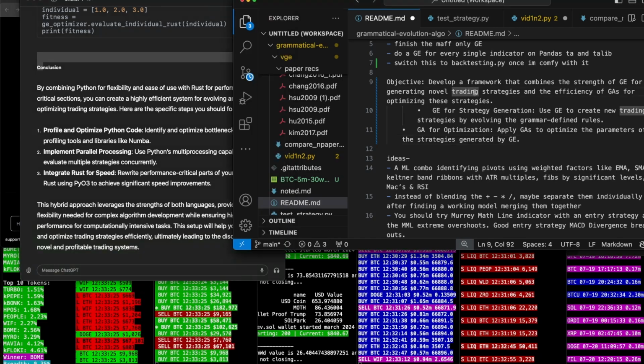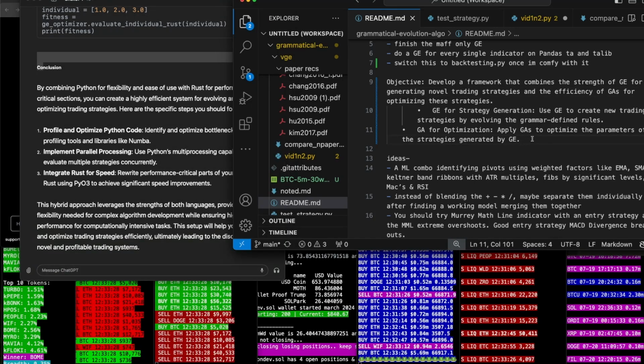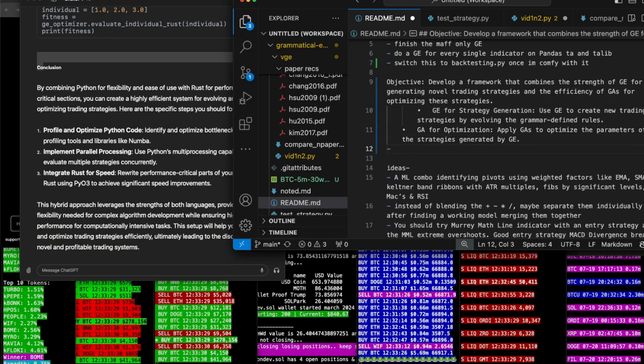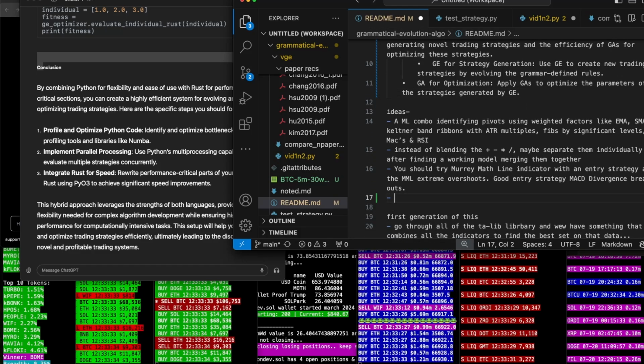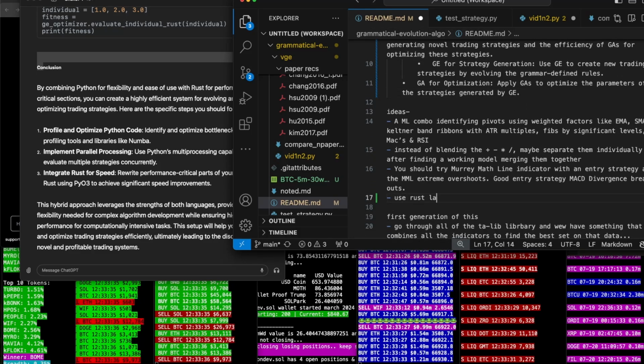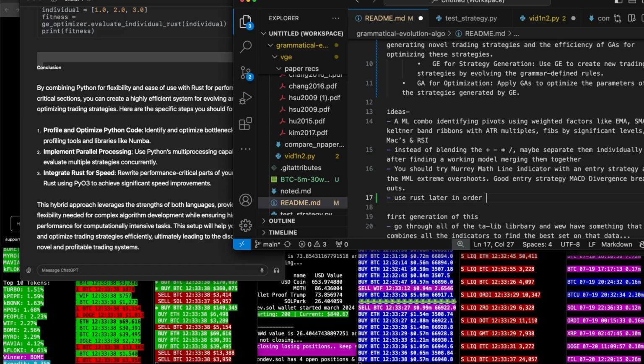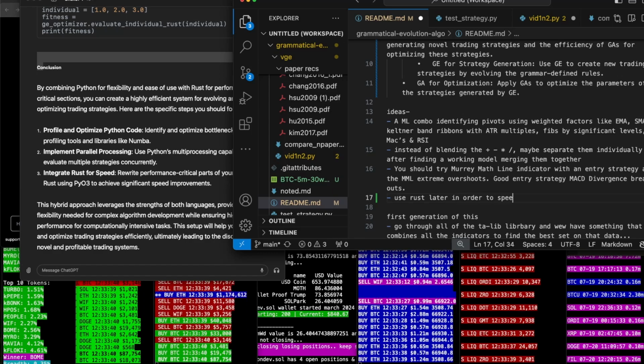Okay, so I'm not going to do Rust right away. No way. Maybe use Rust later in order to speed this up.